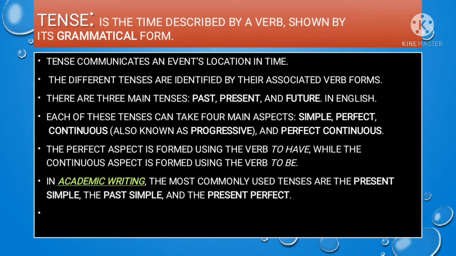In academic writing, simple present tense, simple past, and present perfect are frequently used. Other tenses are also important in spoken English as well as in written English. So let us learn these tenses and time expressions one by one.